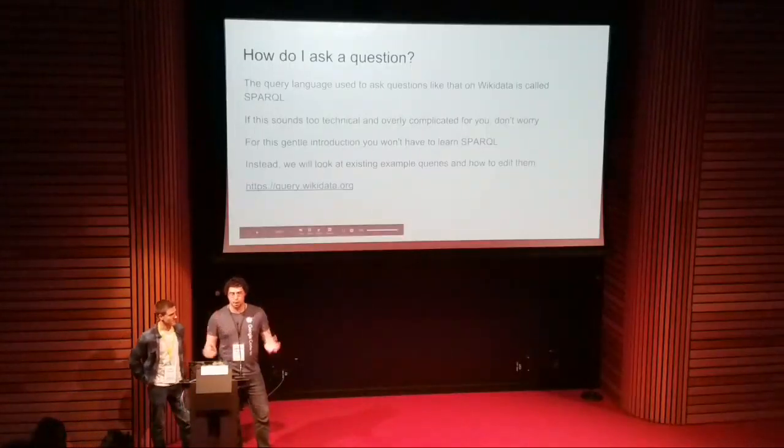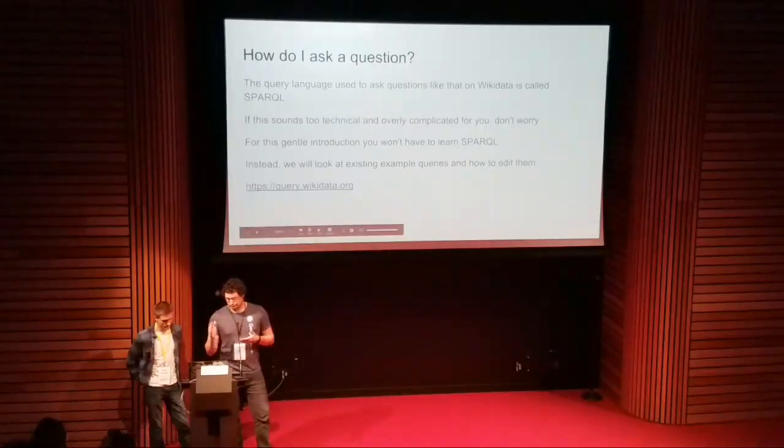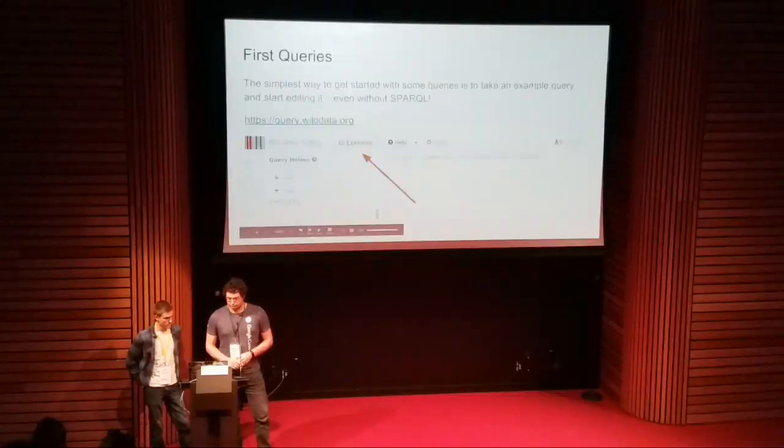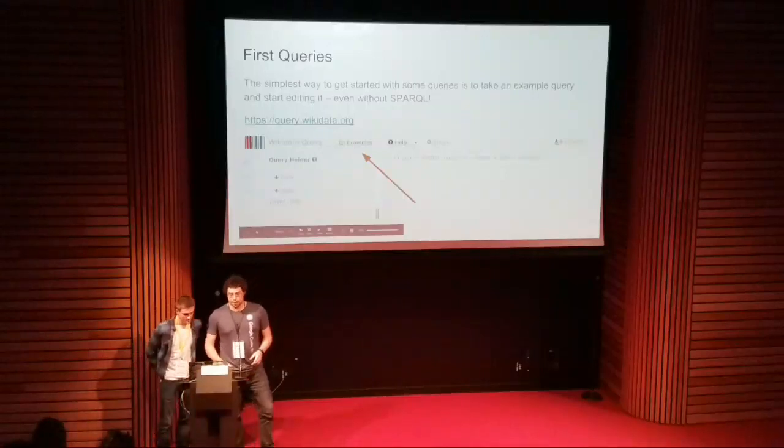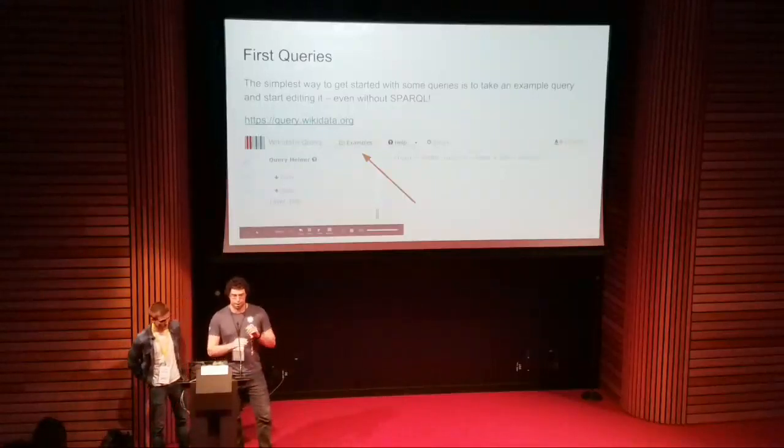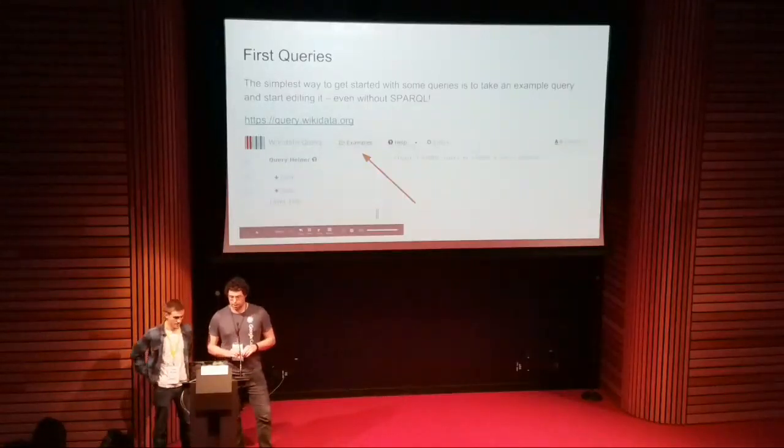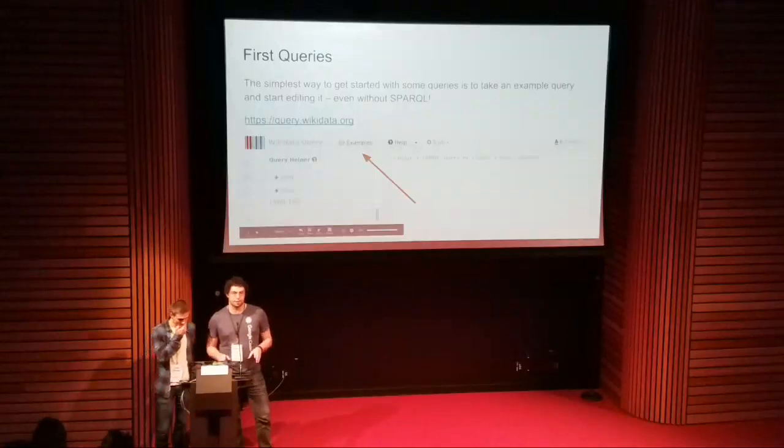So, we use Sparkle to ask our questions. I've already talked about most of this, and where you need to go now is query.wikidata.org, and hopefully everything's going to work just fine. When you get there, you'll see an examples button in the top left corner, and it's the easiest way to start learning about Sparkle queries. And also probably, even when you're writing queries in the future, it's probably the easiest place to start, is just with an example that does roughly what you want.